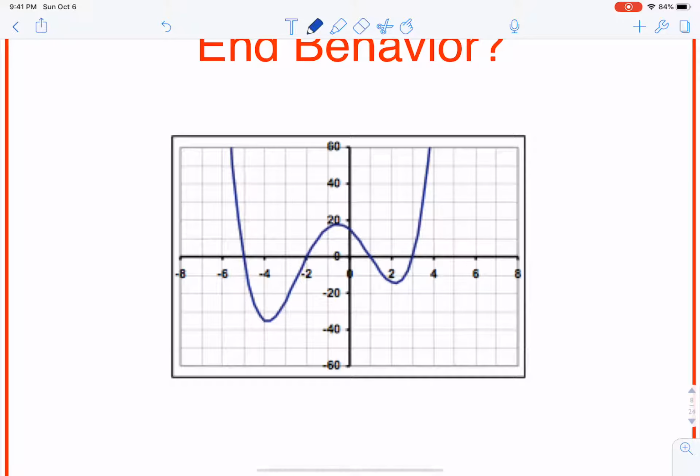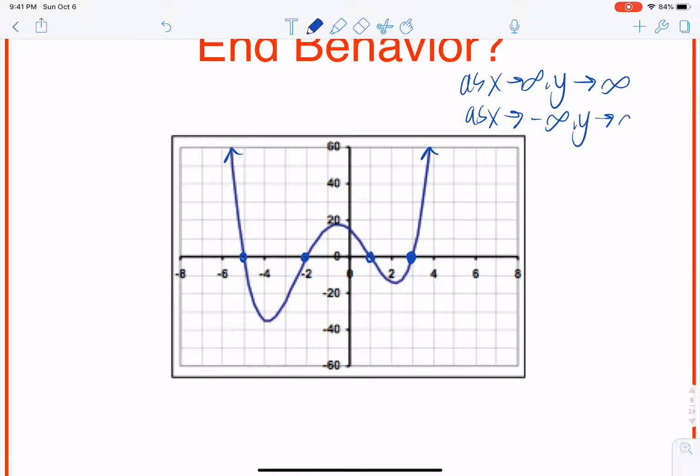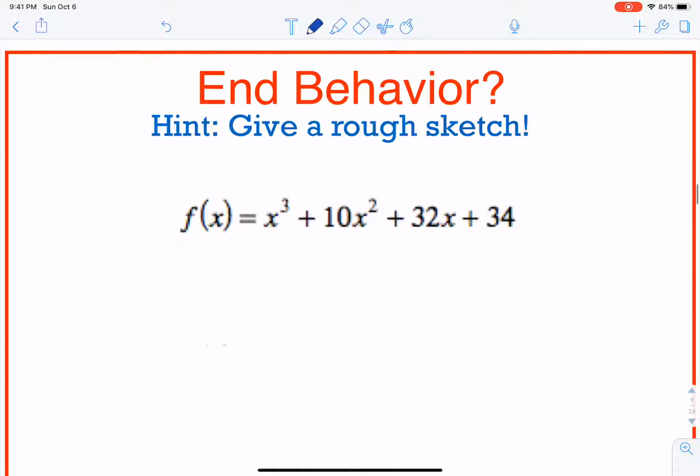Here, I would say that this potentially belongs to an x to the 4th power. So it's even, they're both going up, and I also know that my lead coefficient is positive. So as x approaches infinity, y approaches infinity. As x approaches negative infinity, y approaches infinity.